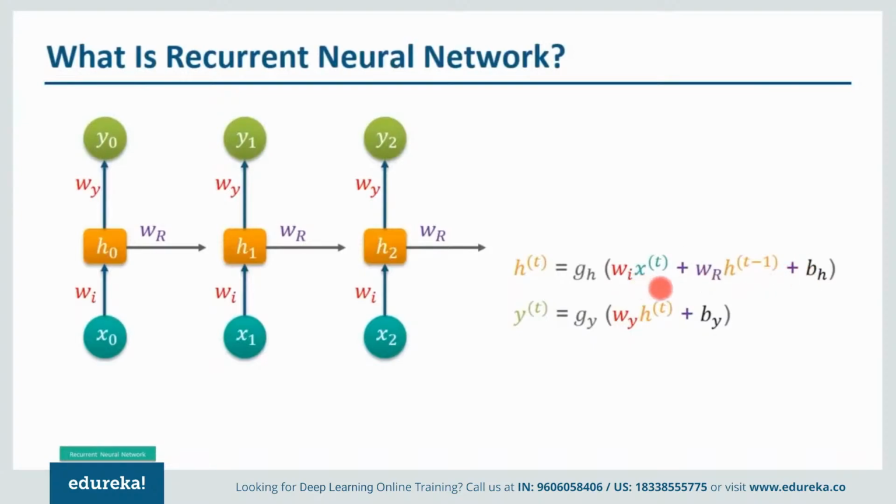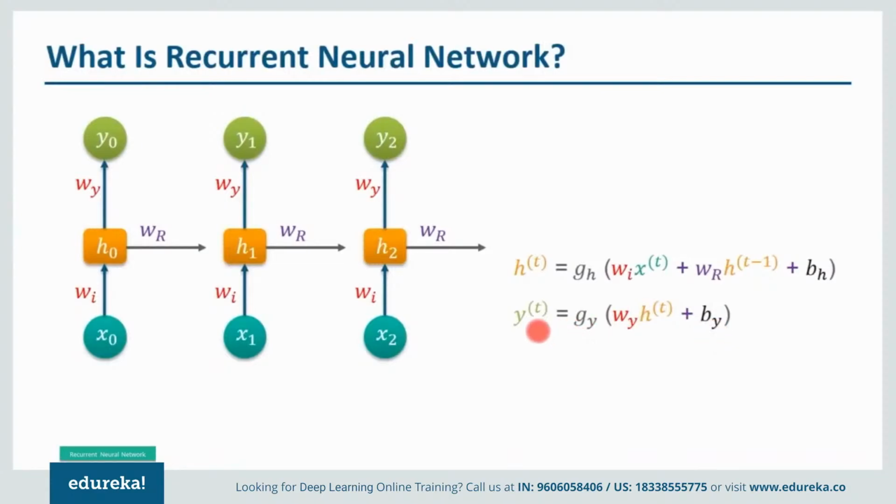So wi into x of 0 plus bh passes through a function g of h to get h of 0 over here. After that I want to calculate y0. So for y0 I'll multiply h of 0 with the weight matrix wi and I'll add a bias to it and pass it through a function g of y to get y0.